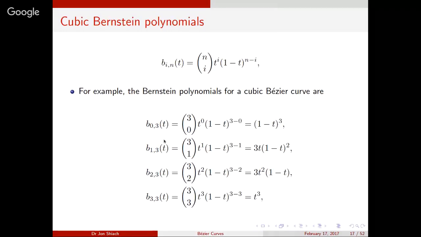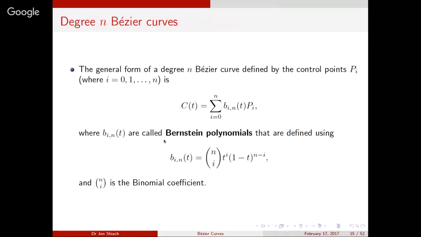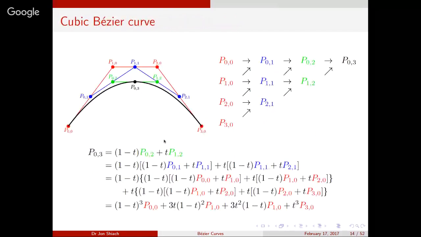Now these are each multiplied by the control points P0, P1, P2, and P3. That's a very easy way of calculating the general Bezier curve. So in fact, we don't have to go to de Casteljau's algorithm. We can just do it using Bernstein polynomials. I have mentioned this for a reason, because it's important when we go on to talk about B-splines.